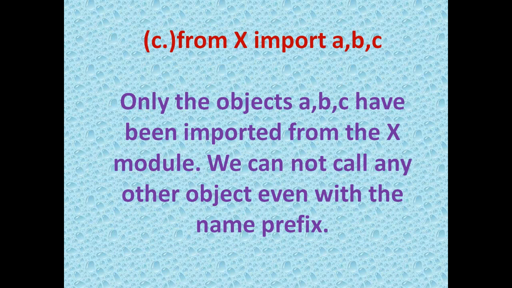Now the third one is from X import A, B, C. This statement specifically says that you have to import only the objects A, B and C. Apart from A, B, C, no other objects can be imported. So only the objects A, B, C have been imported from the X module. We cannot call any other object even with the name prefix. So these are the answers of the previous question.